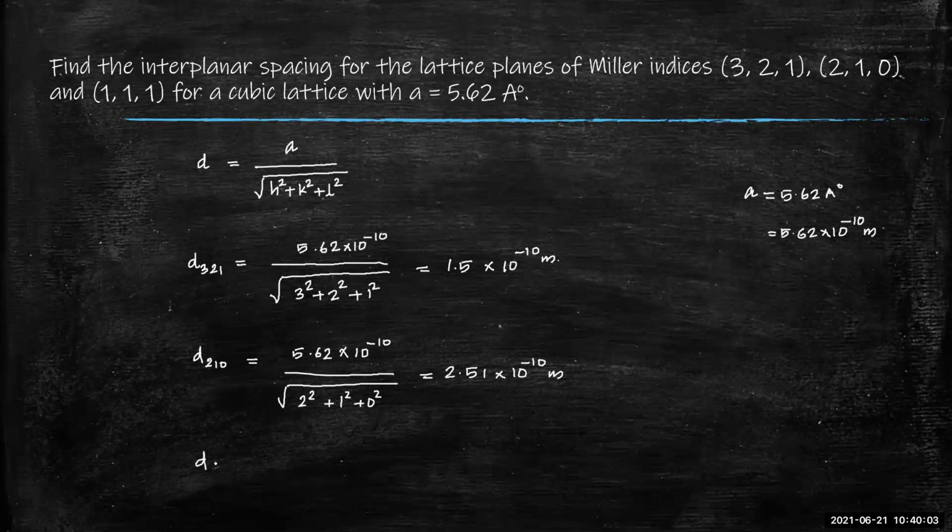The next is D of 111, that is equal to 5.62 into 10 raised to minus 10 divided by root of 1 square plus 1 square plus 1 square, that is obtained as 3.245 into 10 raised to minus 10 meter. Okay, is it clear? The next question.